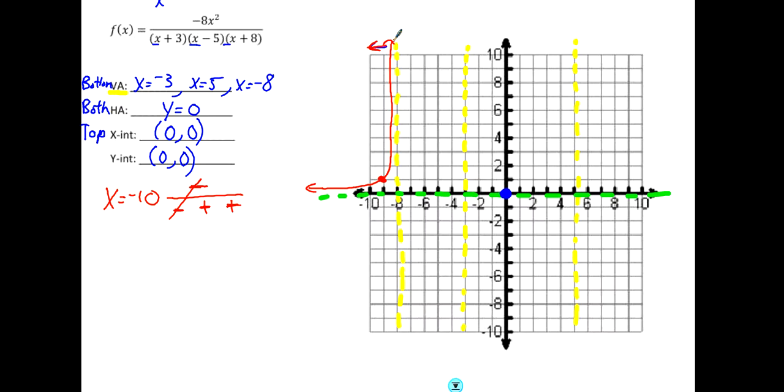Okay. So let's do the other side, the right side. So I'm going to use +10. Again, top factor is going to be negative, but this time the bottom factors are going to be positive, positive, and positive, because 10 plus 3 is positive, 10 minus 5 is still positive, 10 plus 8 is still positive. So all bottom is positive, top is negative, which means on the right side, I'm on the negative side. So it comes up here like this, and it stays below the x-axis, just like that.